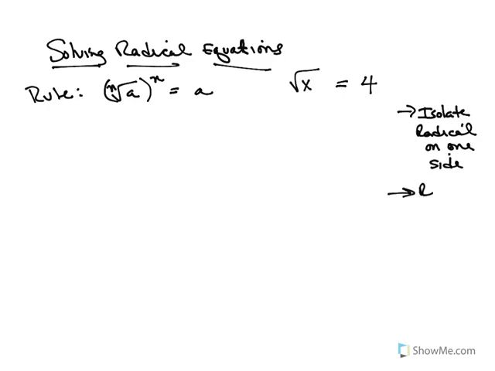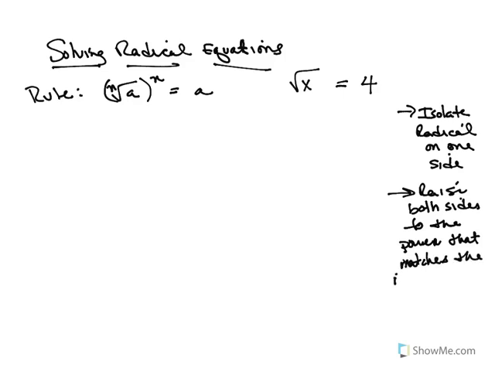So you isolate your radical on one side of your equation. The next thing is that you're going to raise both sides of the equation to the power that matches the index of your radical root. The nth root of a raised to the nth power is automatically going to give you a. If we're looking at the square root of x equals 4, we're trying to identify what value of x can go under there and create a true statement, right?